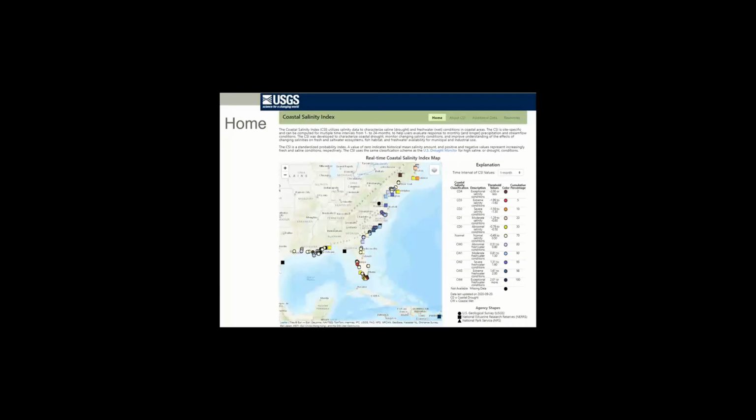Here's the home page, and it's real-time salinity data from Maine to Texas and also in Puerto Rico. We have the three different agencies. We have USGS shown in circles. The squares are the National Estuarine Research Reserves, and the triangles located in South Florida are the National Park Service gauges. We show the CSI table here with the descriptions and threshold values and the colors representing the different gauges that are on the map.